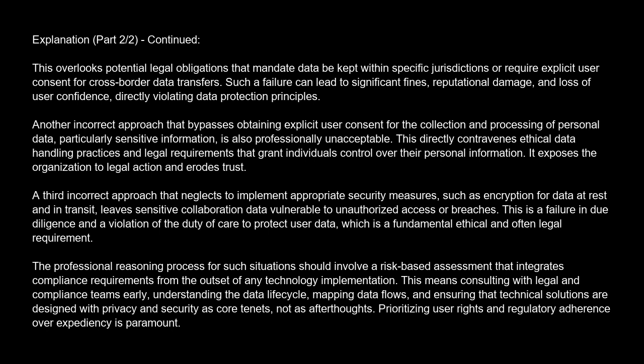The professional reasoning process for such situations should involve a risk-based assessment that integrates compliance requirements from the outset of any technology implementation. This means consulting with legal and compliance teams early, understanding the data lifecycle, mapping data flows, and ensuring that technical solutions are designed with privacy and security as core tenets, not as afterthoughts. Prioritizing user rights and regulatory adherence over expediency is paramount.